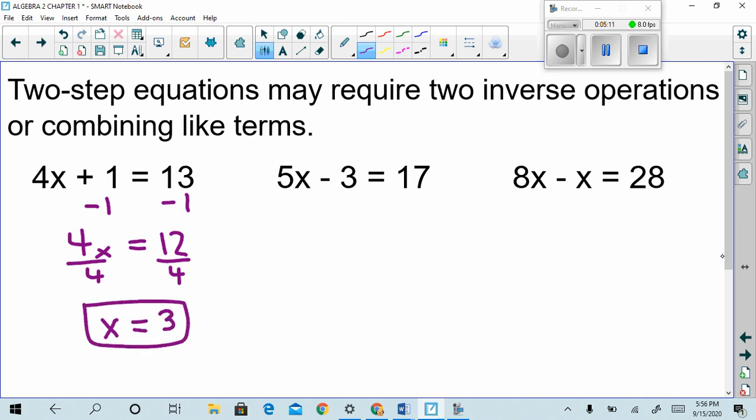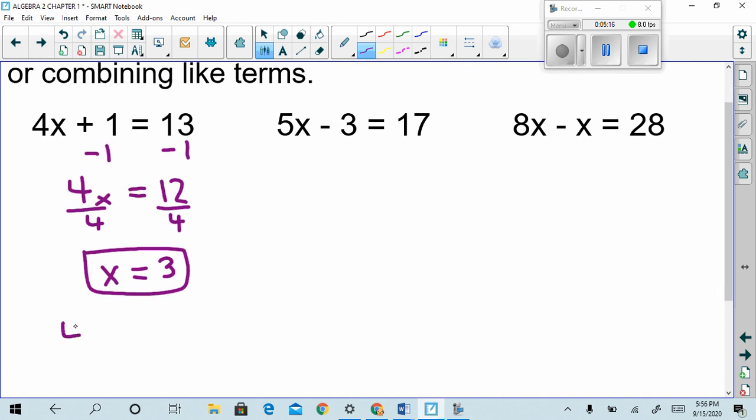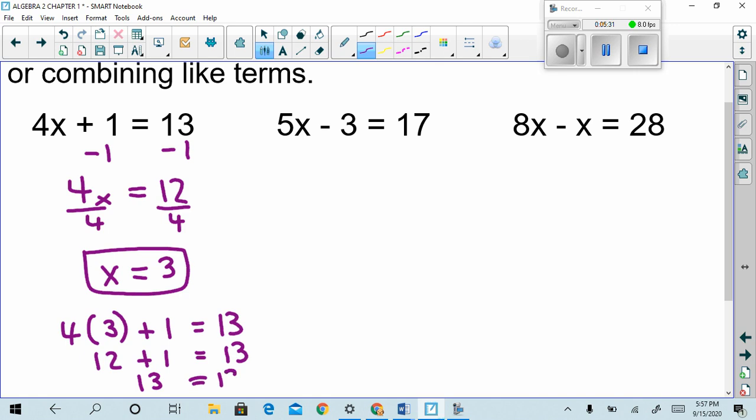I won't ask all the time, but I am, for these introductory, going to be doing a check. Well, I have 4. I'm going to replace x with 3 in there. I'm going to evaluate it at 3. Plus 1 equals 13. I have 12 plus 1. And if the two sides balance or are equal, then I have a check.